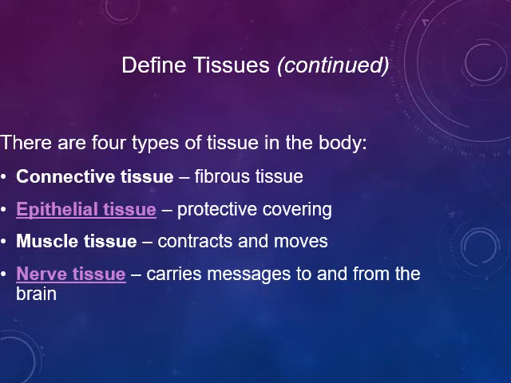Epithelial tissue is a protective covering on body surfaces such as the skin, mucous membranes, lining of the heart, digestive and respiratory organs, and glands. Muscle tissue contracts and moves various parts of the body. Nerve tissue carries messages to and from the brain and controls and coordinates all body functions. Nerve tissue is composed of special cells known as neurons that make up the nerves, the brain, and the spinal cord.